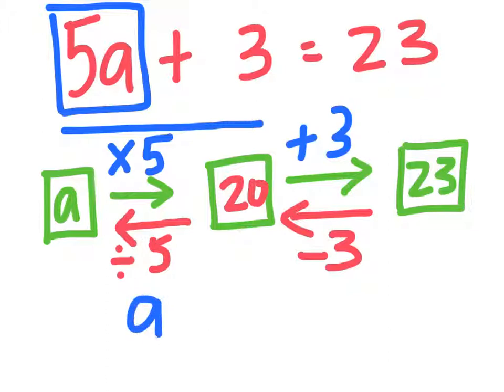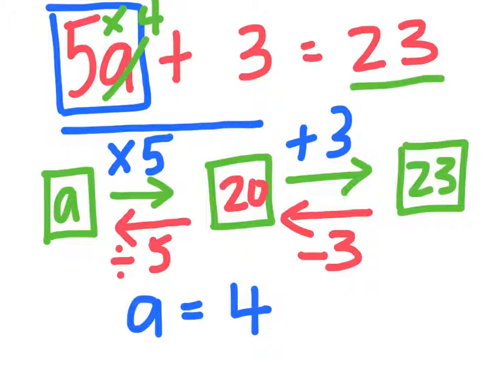Therefore, a equals 4. And I can check my answer by going back to my original. If I know that a is 4, 5a means 5 multiplied by 4 plus 3. So 5 multiplied by 4 is 20 plus 3 is 23.